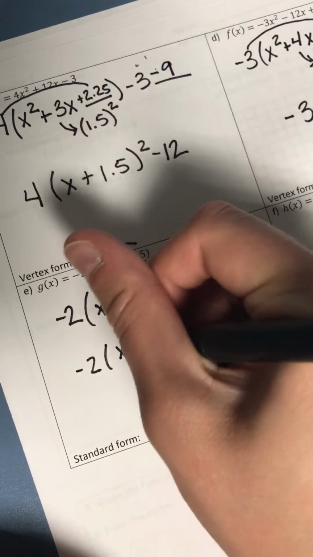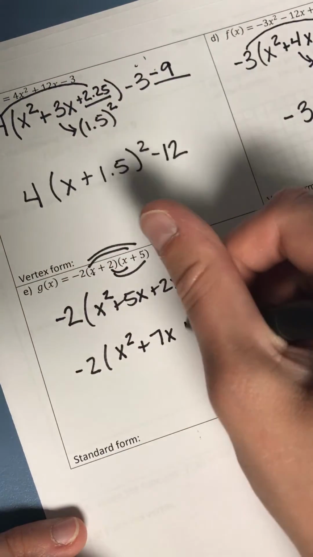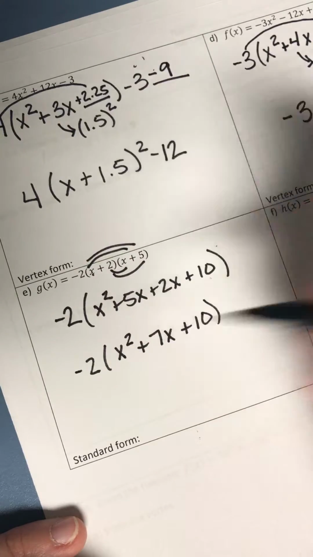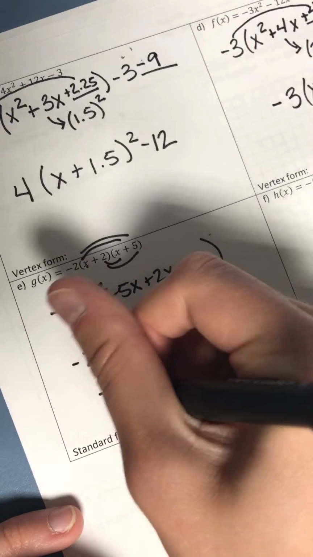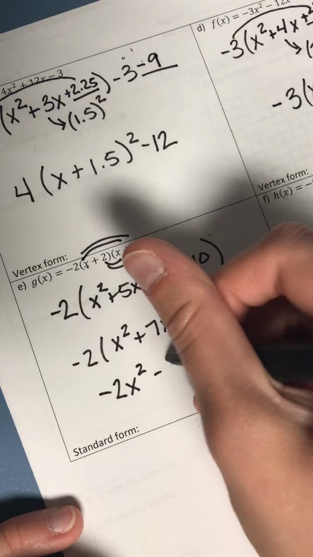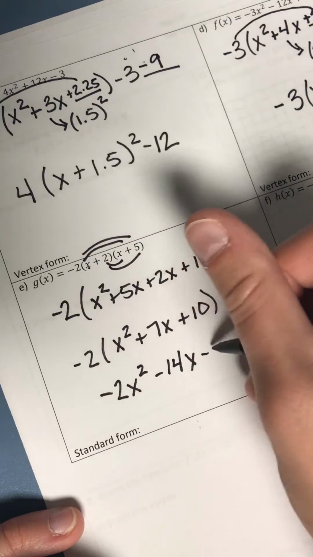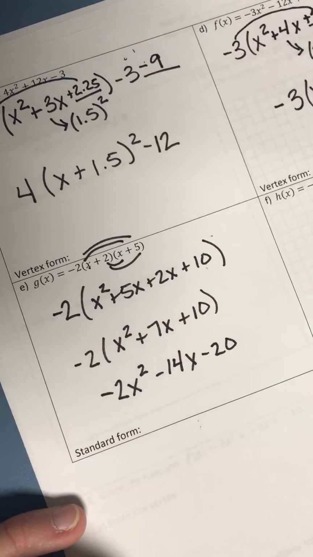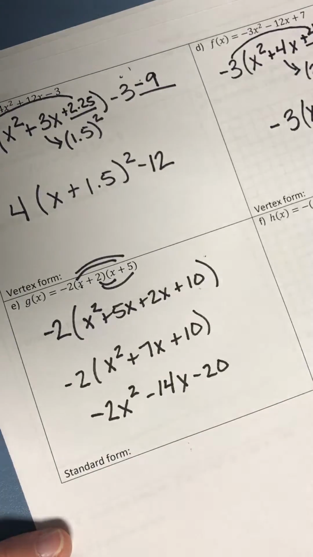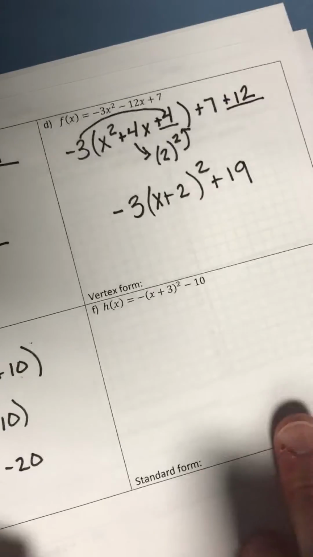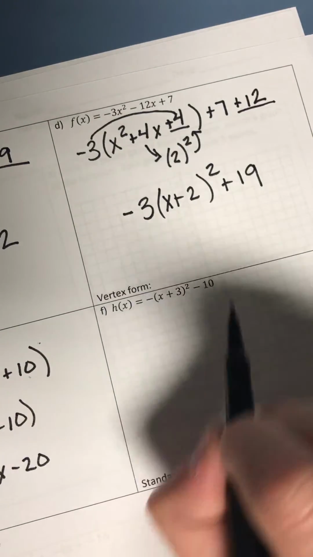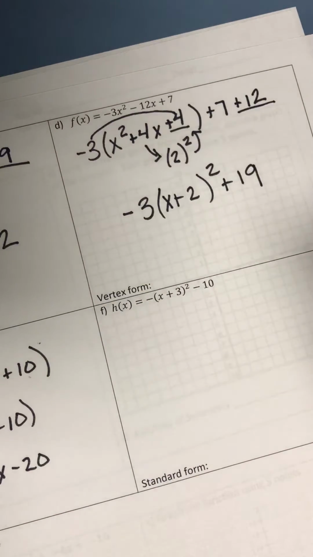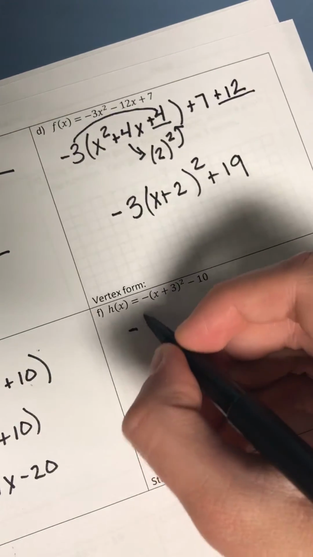I might combine like terms first. So my 5x and my 2x made 7x. And then when I distribute my -2, each term gets multiplied by -2, and I have my new quadratic in standard form. Okay. And then this last one is in vertex form, and I need to get it in standard form. So I have to remember order of operations.